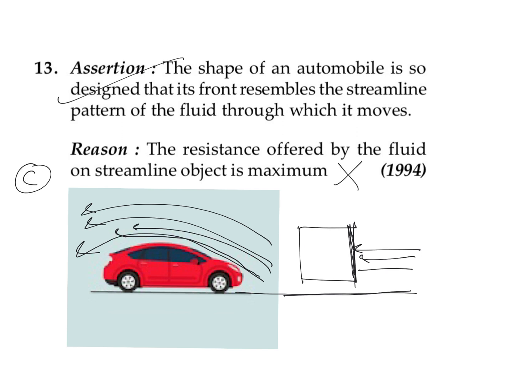So we can write the correct option for this one is C, meaning assertion is correct and reason is wrong.